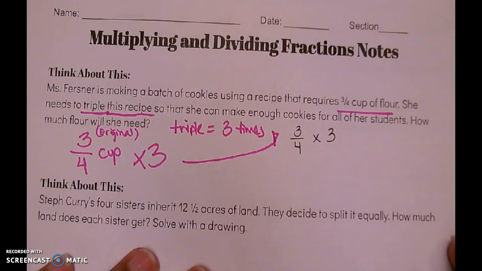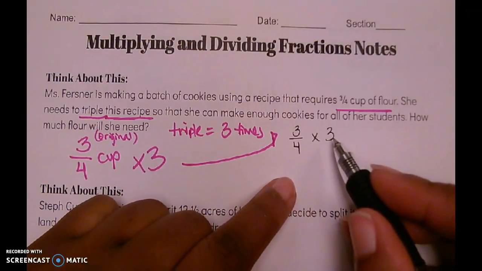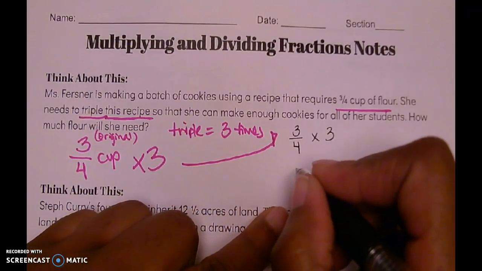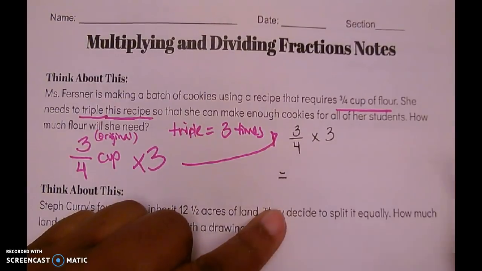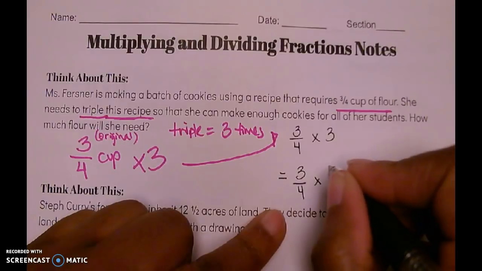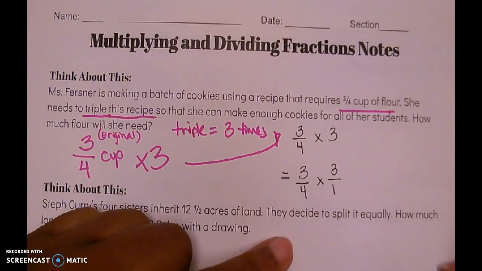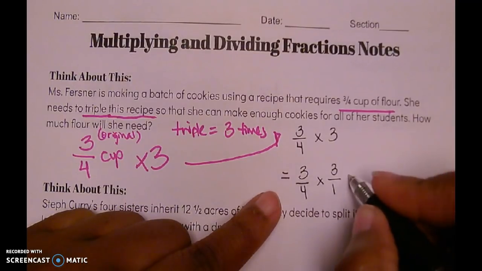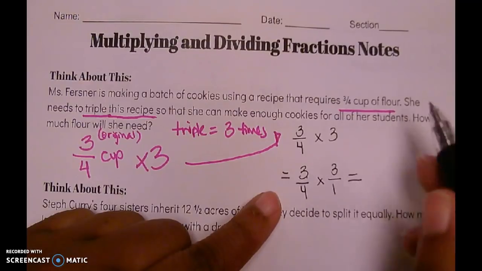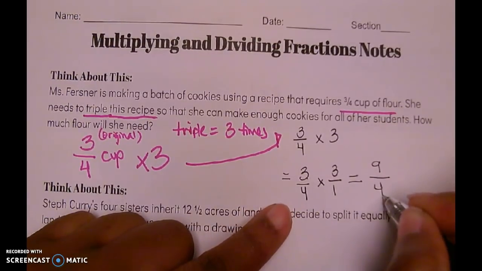Okay? The first thing I'm going to do is change any mixed numbers to improper fractions or any whole numbers to fraction form. Well, I don't have any mixed numbers here, but I do have a whole number. So I'm going to put my equal sign and rewrite it. 3/4 times 3/1. Next, I'm going to multiply the numerator straight across, and I'm going to multiply my denominator straight across. So, 3 times 3 is 9, and 4 times 1 is 4.